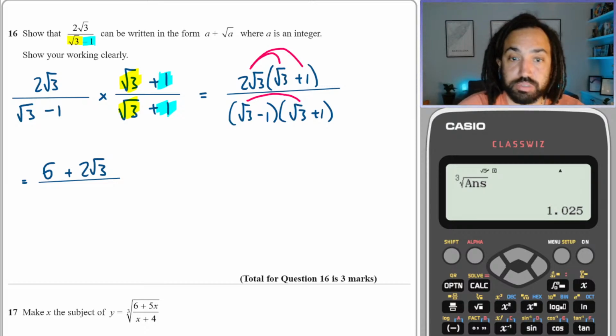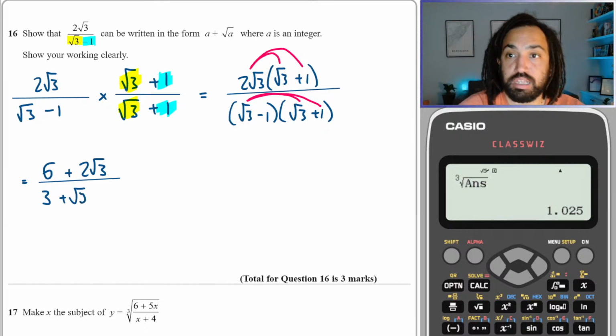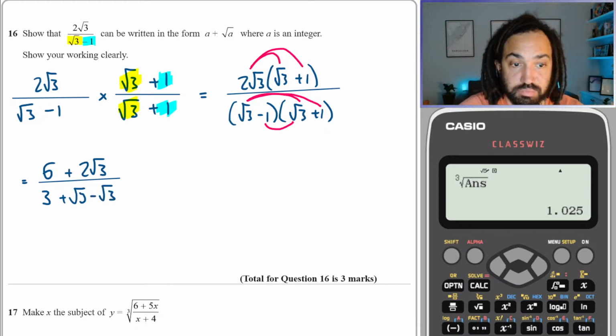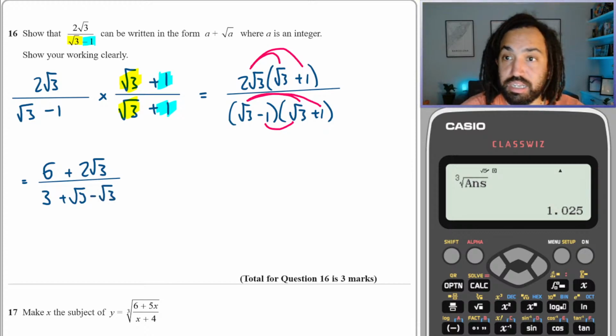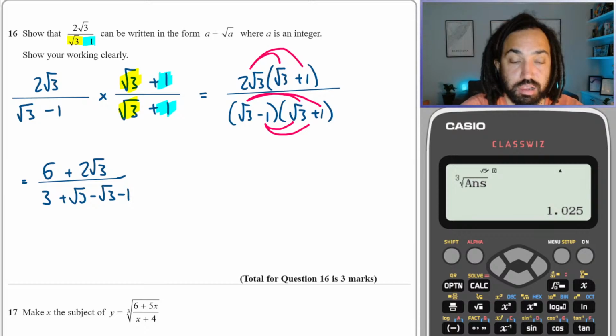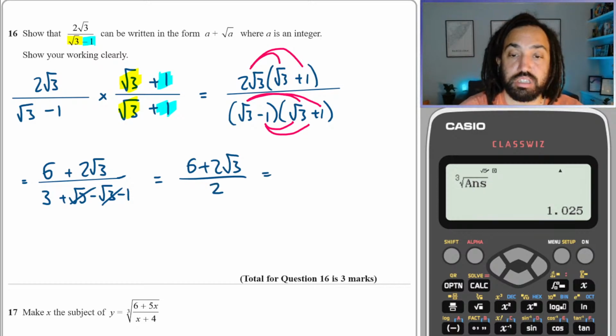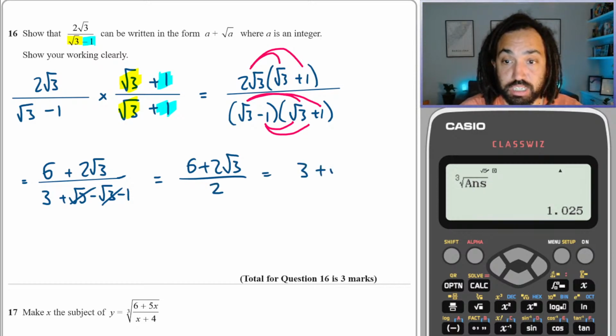Okay, so root 3 times root 3 is 3, and then we're going to have root 3 times 1 is root 3. And then we're going to have minus 1 times root 3 is minus root 3. And then we're going to have minus 1 times 1. It's just minus 1. Okay, that is going to give me 6 plus 2 root 3 all over 3 minus 1, because these will cancel, and that gives me 2. Divide through by 2 gives me 3 plus root 3. And I think we're done.